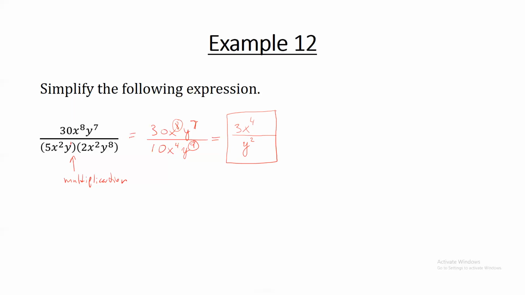So as you can see, when we have problems of this complexity where you have multiplication and division, don't worry about it, just do it one step at a time. First multiply to simplify the fraction, and then reduce just like we did in the two examples before this one.